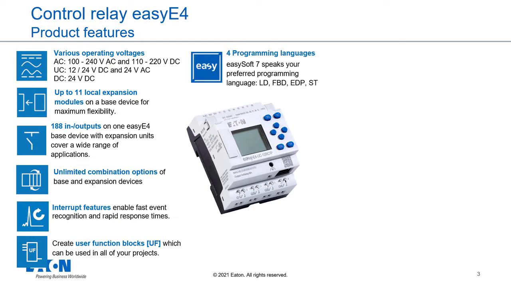easyE4 can be programmed in 4 programming languages. Simply select the one you prefer: ladder diagram, function block diagram, the well-known easy device programming, or structured text. An active DCF77 antenna, or the simple network time protocol, SNTP in short, enable highly precise date and time indication.